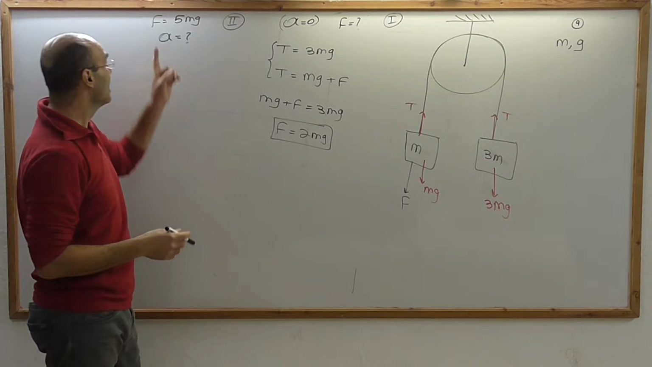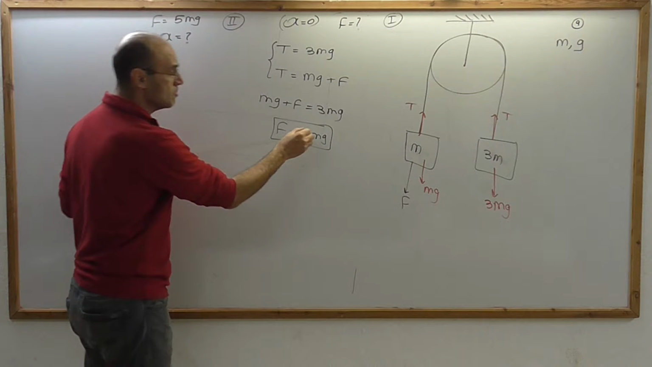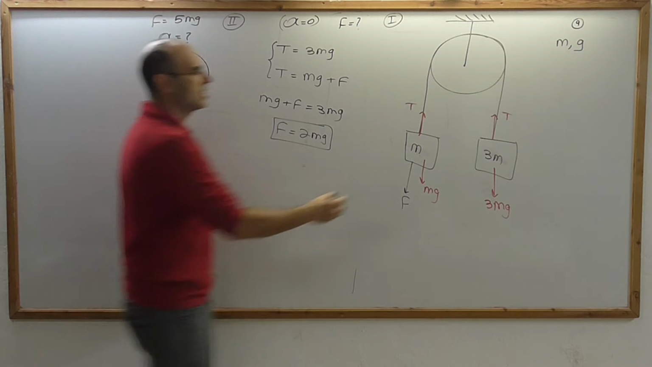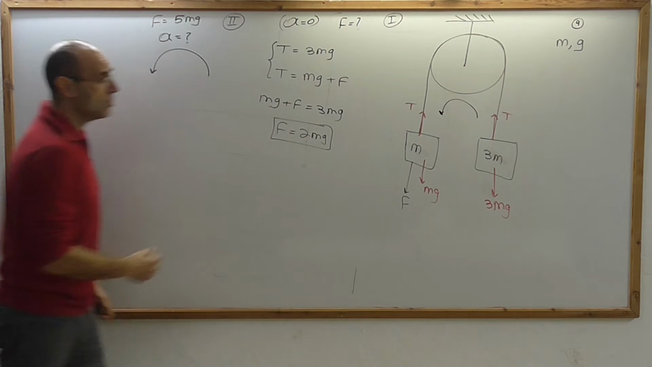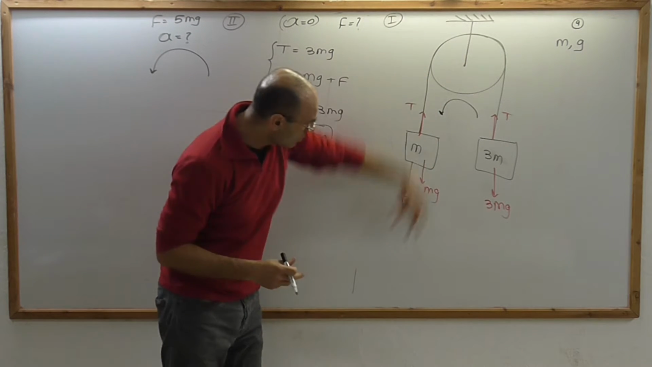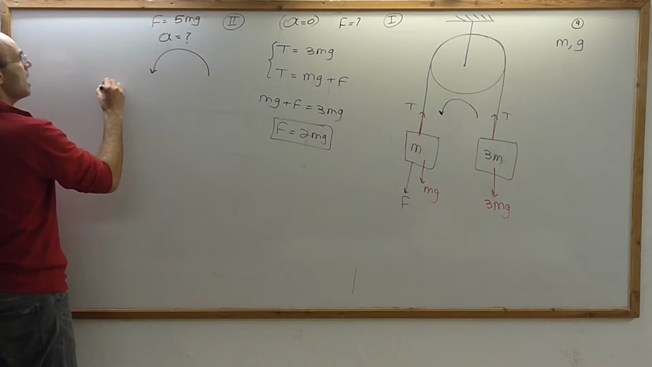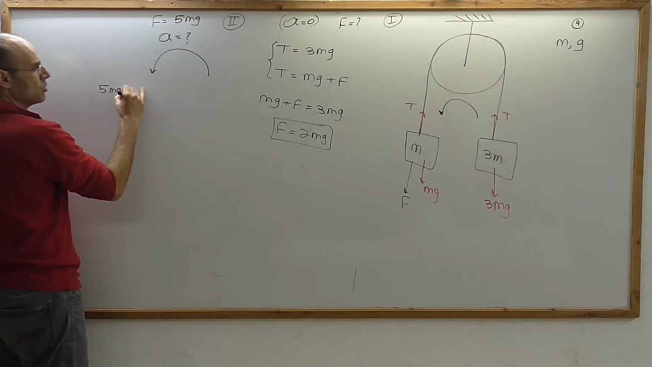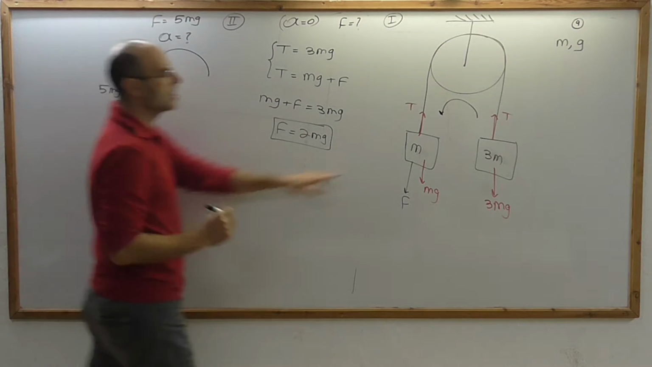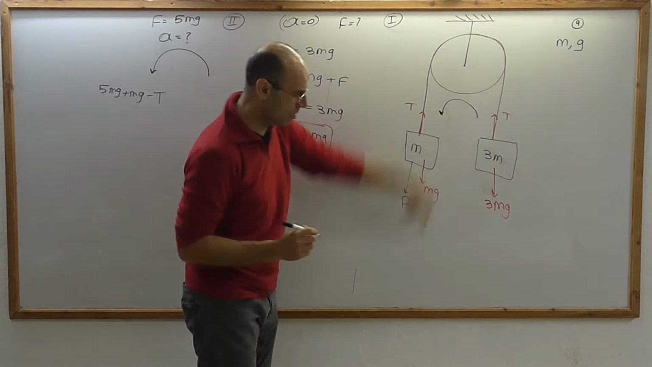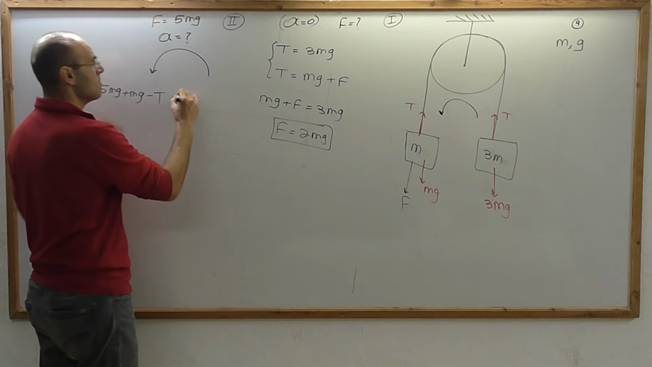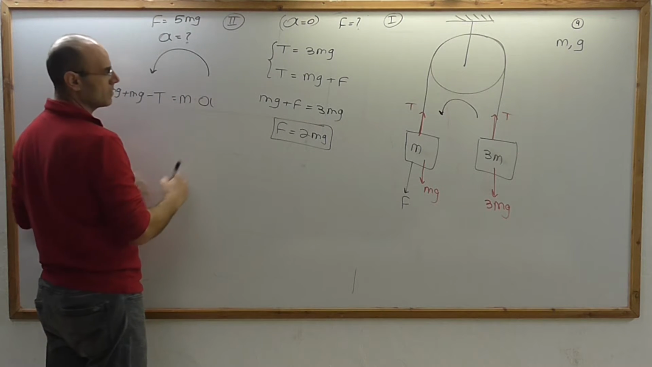So how do I do it? Now that I know that it's more than that, I know that it will accelerate that direction. So let's do Newton's law. Let's start with this mass. All the forces in this direction, which are F, which is 5mg plus mg, that plus that minus T, all the forces in the direction minus all the forces against, must be equal to the mass multiplied by the acceleration.